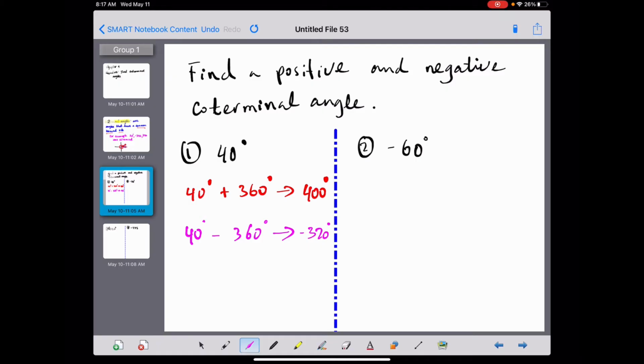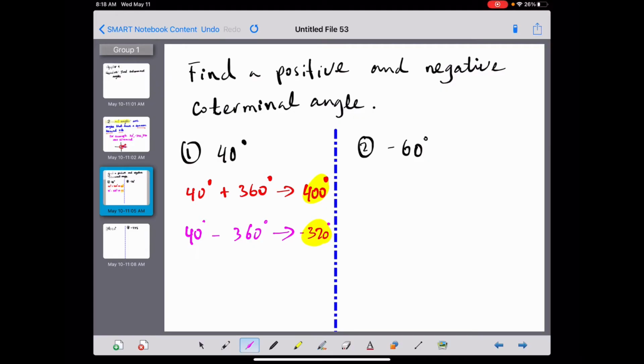So if I were to draw these two angles right here, they would be the coterminal angles of 40 degrees, the positive and the negative angles. There are infinitely many answers to coterminal angles. As long as they have the same terminal side, they are coterminal to each other, okay? So let's look at example number 2.